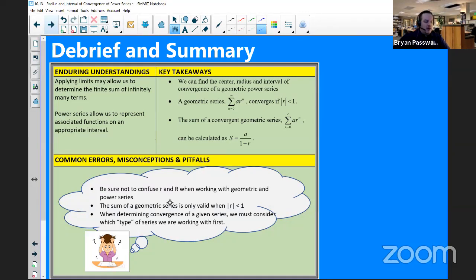Be really careful. We have two different R values now, right? With geometric series, we have this little r, which is going to be the ratio, and then we have this big R now that we're talking about power series, which is the radius of convergence. They're not the same thing. Be careful about using lowercase and uppercase and what those two things mean.